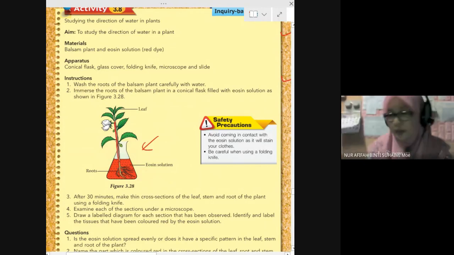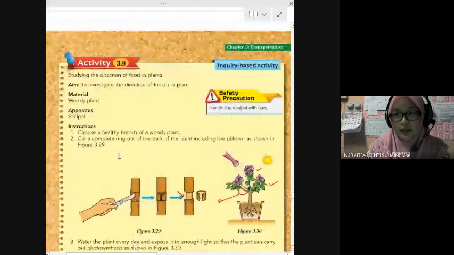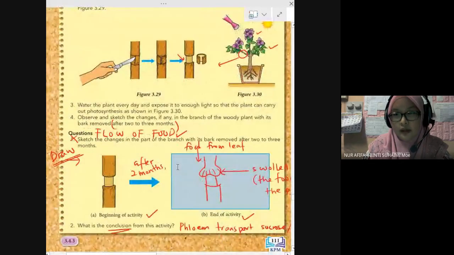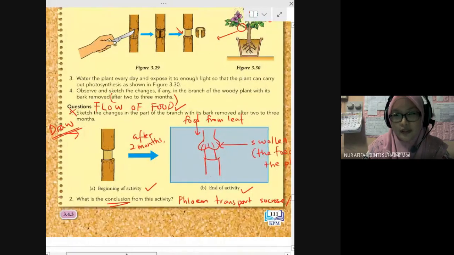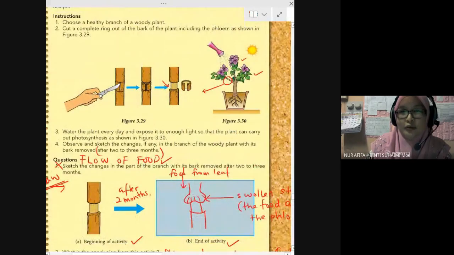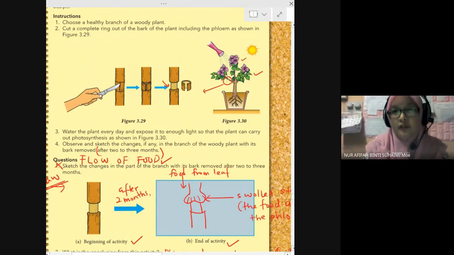This can be seen clearly because this plant's wall is thinner, so it's easy to see. Okay, this one. Right, this one is to know the flow of food, the direction of food. Okay, from leaf, the food is produced through the photosynthesis process, and then carried to the root.